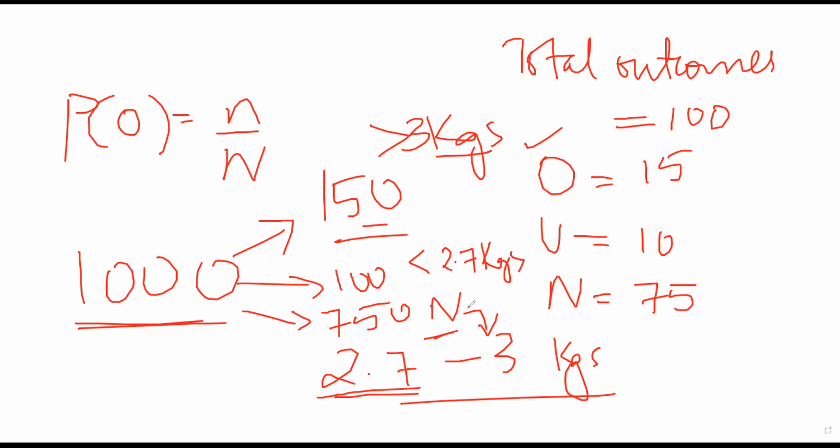Out of those 1000, 150 are overweight, 100 are underweight, 750 are normal. If you add up all of this, 150 plus 100 plus 750, you will get 1000. Now, if I want to find out the probability of getting only overweight babies, what are the number of chances that I can get only overweight babies? That will be P of overweight babies is equal to small n divided by capital N.